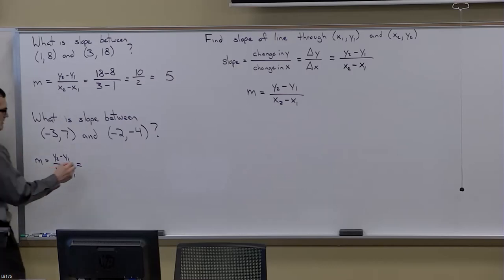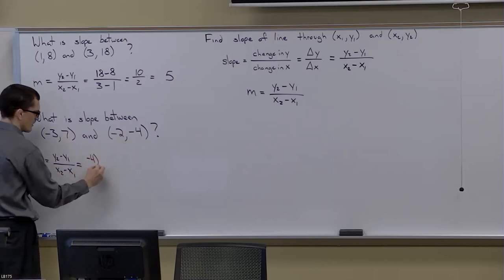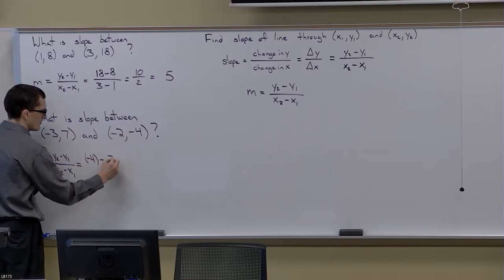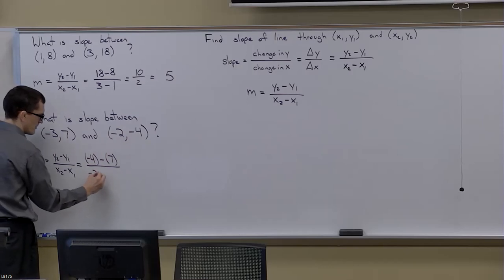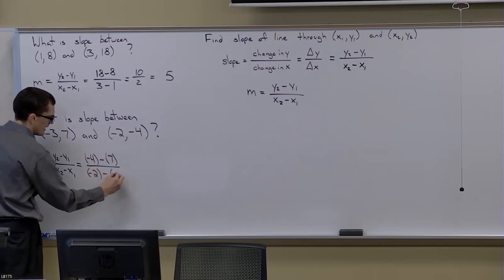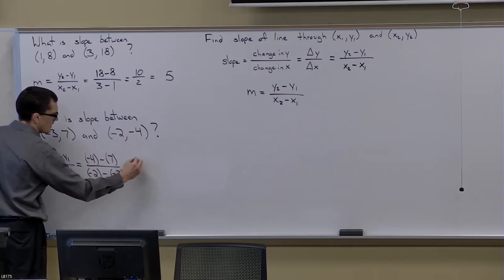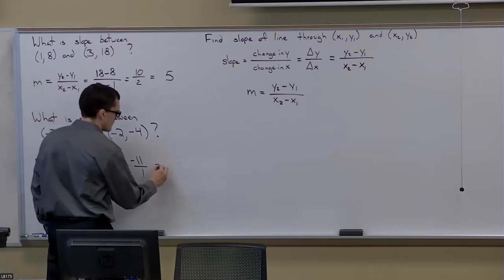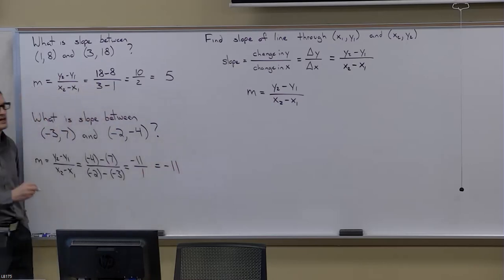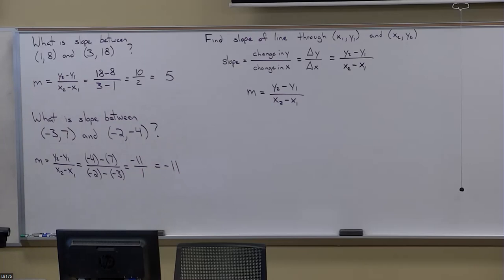It shouldn't take super long. I'll call this my second point, this one my first point. So -4 minus 7 divided by -2 minus -3. I get -11 on top. And then a +1 on the bottom. Be careful to minus the negative things when you're subtracting a negative. Other than that, pretty straightforward. Again, I got a nice integer this time. Could have ended up with an ugly fraction if we had different numbers. Right?